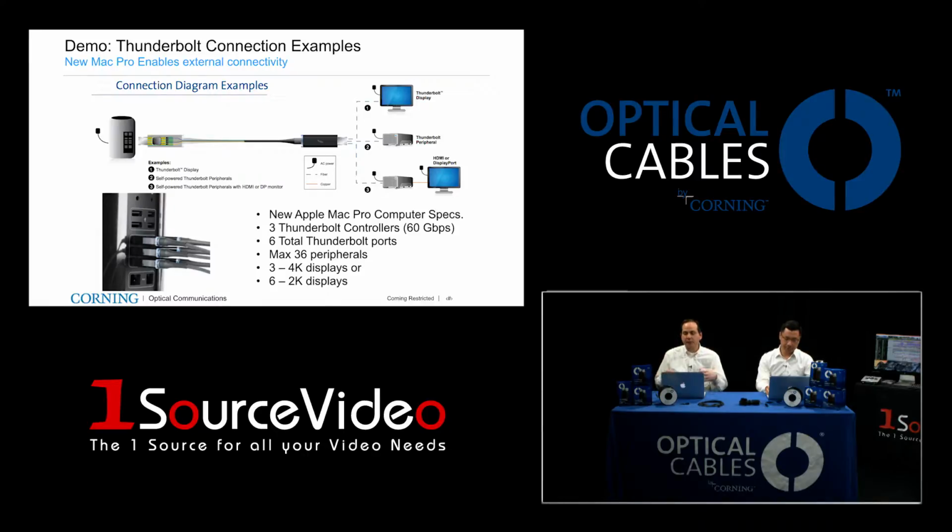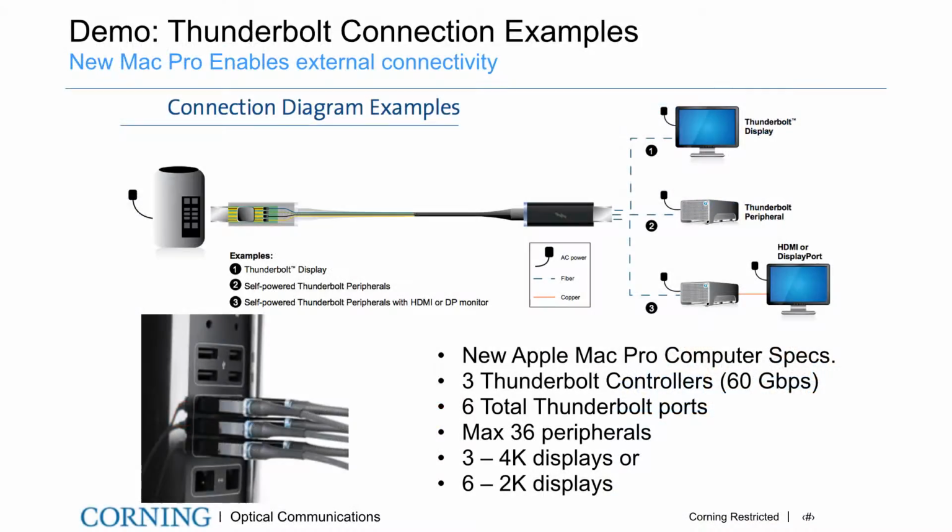On the left-hand side, you see the Mac Pro, and that's actually what we're going to be taking a look at. Some unique attributes: the Mac Pro has 6 Thunderbolt ports and 3 Thunderbolt controllers that can each transport 20 gigabits per second. You can have up to 3 4K displays or up to 6 2K displays. And in fact, in my demo, I've got 2 2K displays that I'm going to be showing.